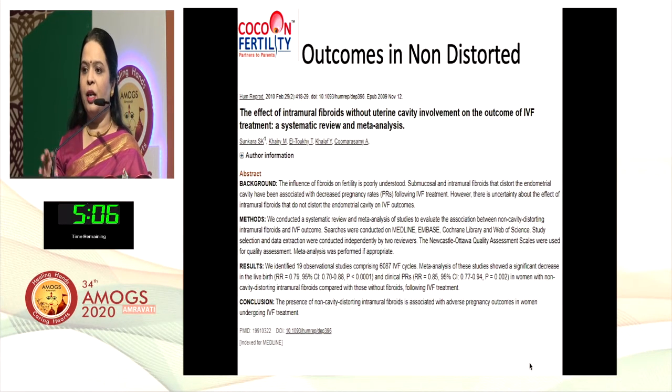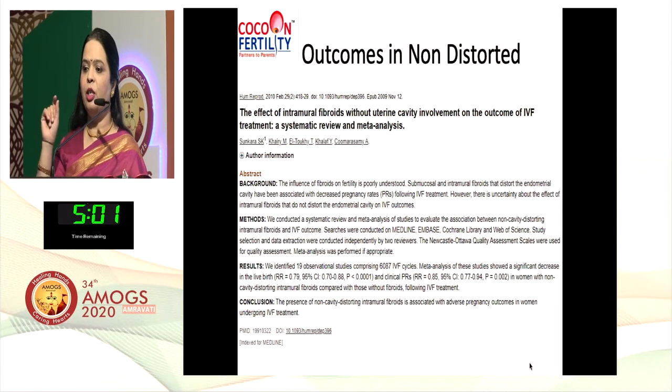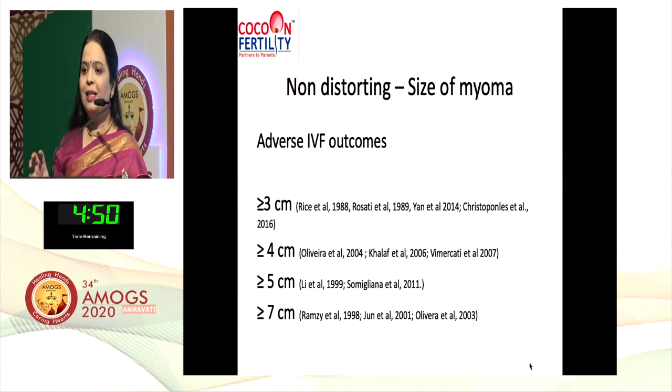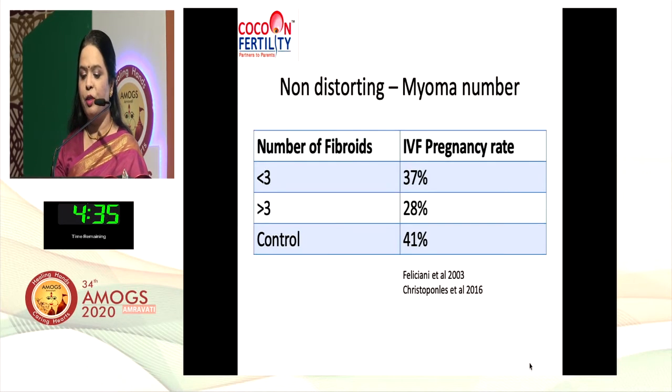Outcomes in non-distorted cavities. Even when the cavity is non-distorted, if your myometrial endometrial junctional zone is affected, you have adverse pregnancy outcomes. And this is not only for the pregnancy, but also for your IVF outcomes. Does the size of a non-distorting myoma matter? So no, it doesn't matter. Everybody agrees that the adverse effects will be present if you have a myoma that affects the myometrial endometrial junctional zone, irrespective of its size.